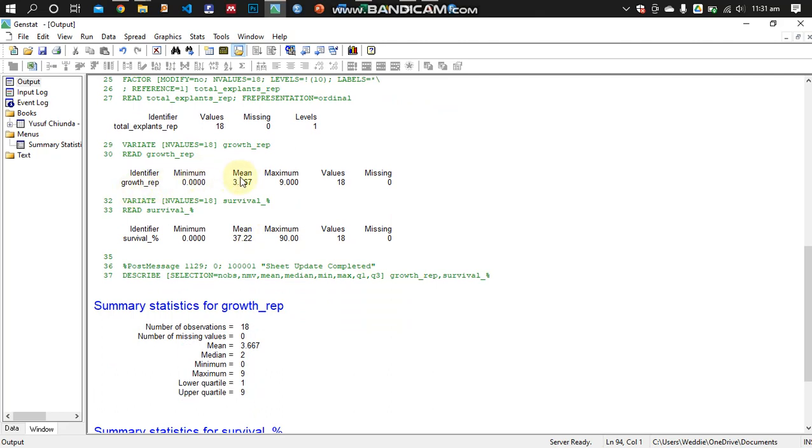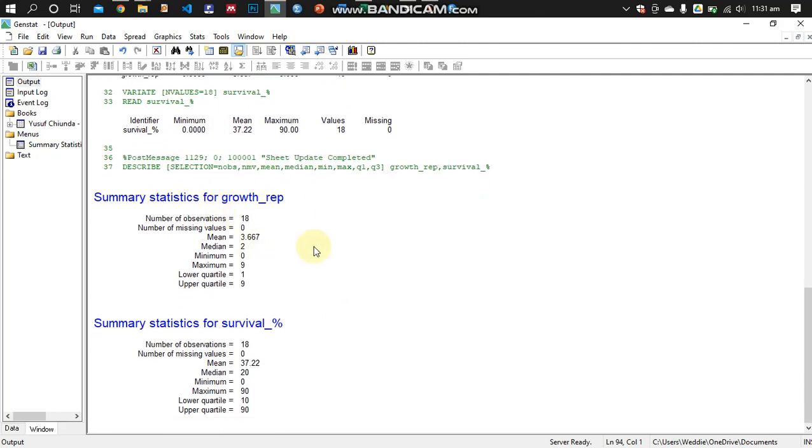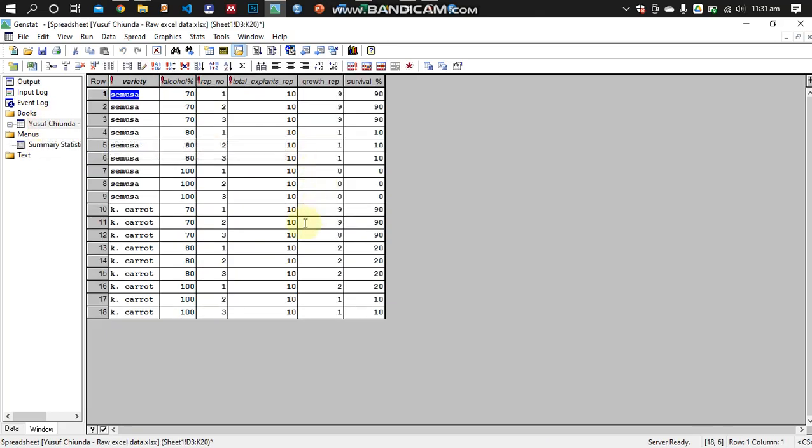Again, if you want to see the minimum, mean, maximum, and number of values, this is so on growth and survival. That is the summary for growth and survival. Let us go back to the data by going to my books data today.